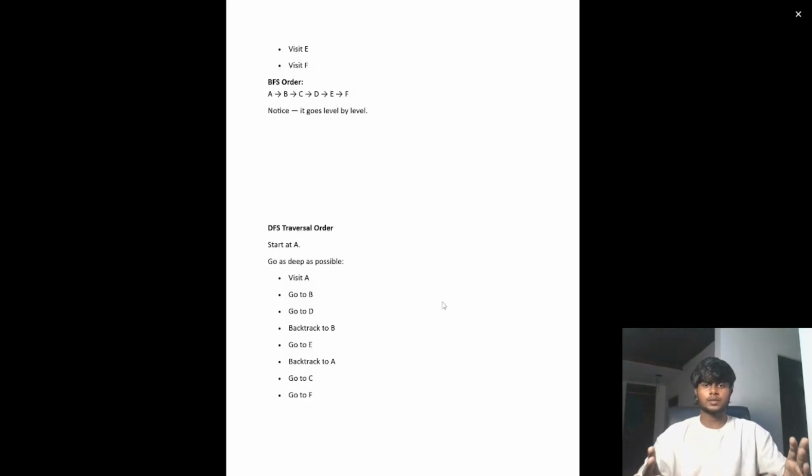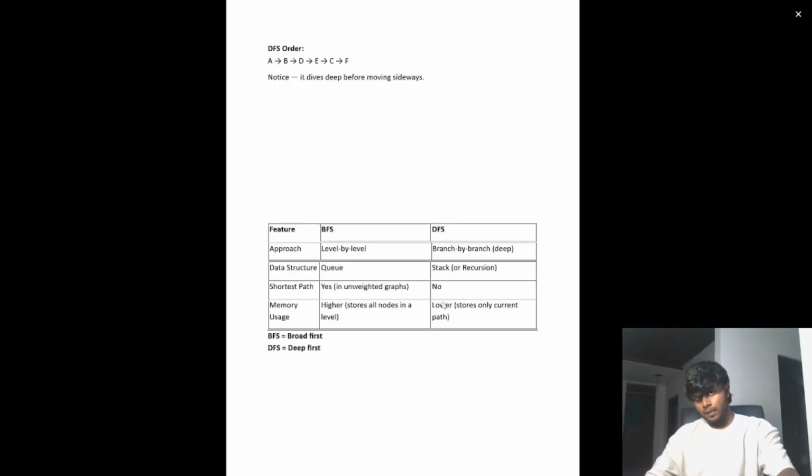DFS order is: start at A, go as deep as possible. Visit A and then go to B and go to D. Backtrack to B and go to E. Backtrack to A and go to C and go to F. DFS order is A, B, D, E, C, F. It dives deep before moving sideways.